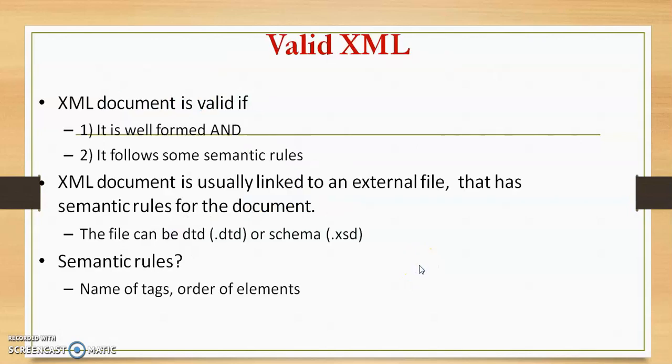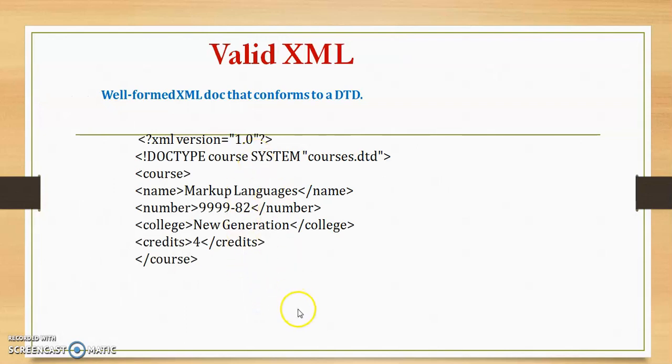Valid XML should be a well-formed one, and it also follows some semantic rules. An XML document is usually linked to an external file that has the semantic rules for the document. The file can have the extension .dtd or be a schema .xsd. Semantic rules could mean the name of a tag, or the order of the elements. So this is an example of valid XML. Here DOCTYPE is a keyword and SYSTEM is a keyword, and course is the root element, and it is using the DTD file courses.dtd. This is the name of the file.